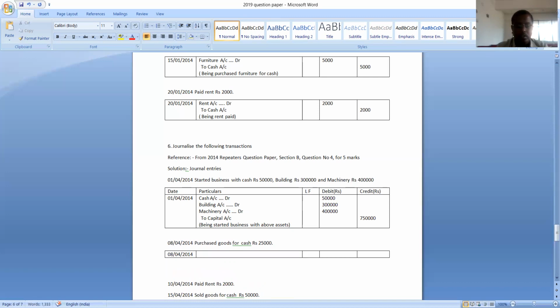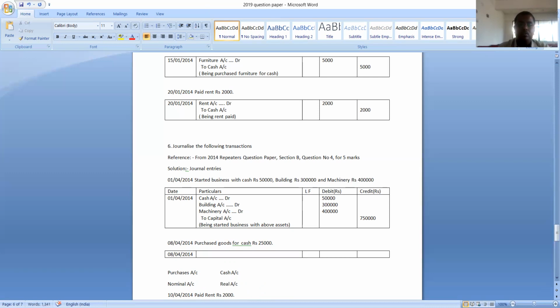So how many accounts are there here? Purchased goods means one is purchases account, and another one is cash account. There are two accounts here. Now purchases account is which account? It is a nominal account. Cash account is which account? It is a real account.